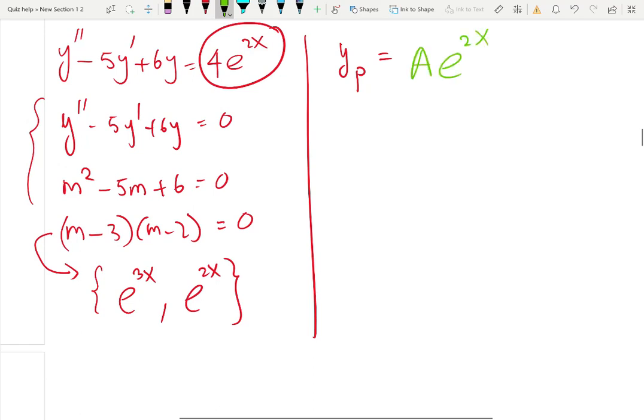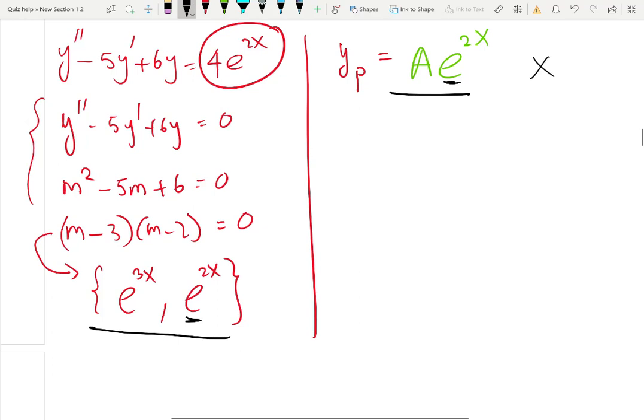Now, do we have an overlap? By overlap, what I mean is, do we have the same thing in the trial form and in the fundamental set of solutions? Of course we do, because we have e to the 2x here and we have e to the 2x here. So that's what we call an overlap. Now what can we do if we have an overlap? If you have an overlap, your initial guess is wrong.